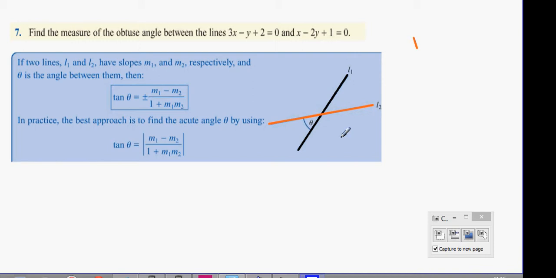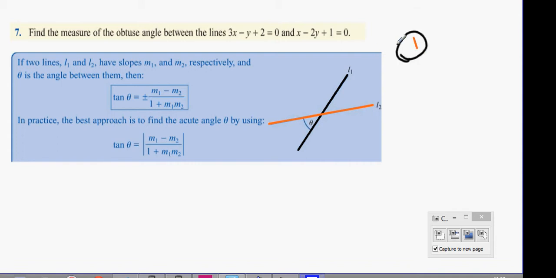Now two things happen. The first one is that there are two different angles going on: the acute angle and the obtuse angle. That's why it's plus or minus. Plus or minus gives us the two different angles. I'll explain that further in a minute.